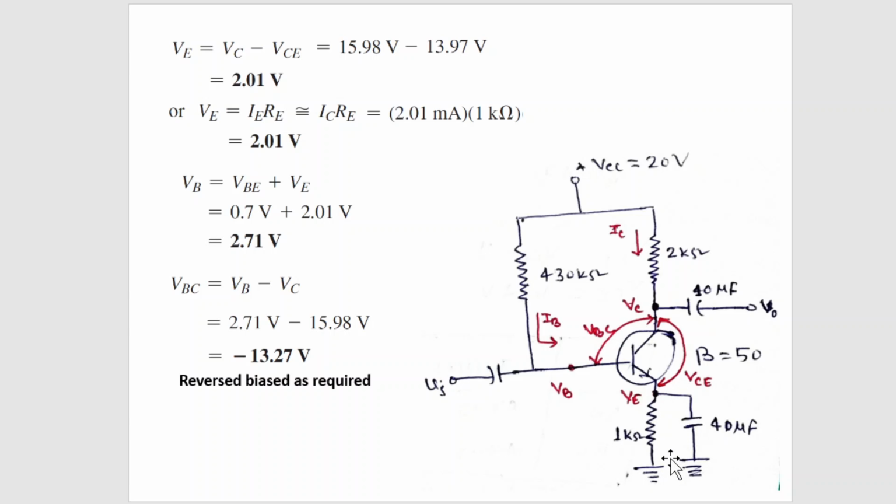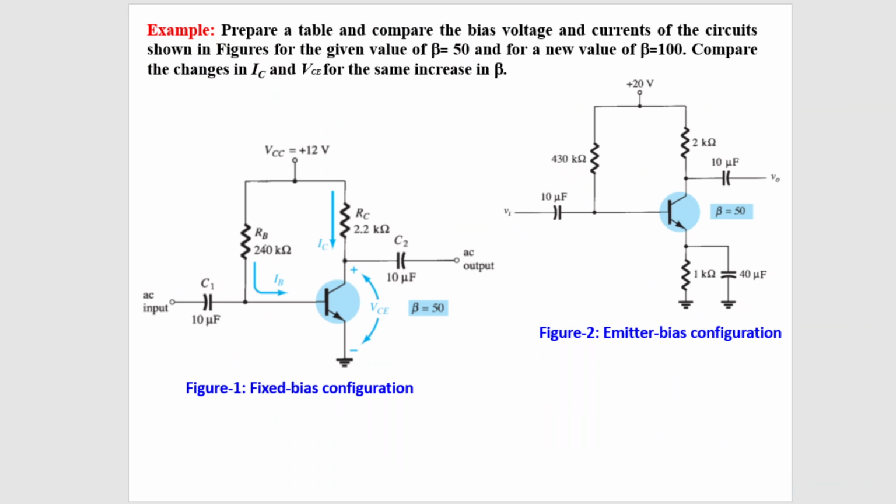Now let us see another example, example 2 in the emitter bias configuration, in which I will show how the emitter bias configuration increases the stability of the transistor. The problem says: prepare a table and compare the bias voltage and current of the circuit shown in the figure for the given value of beta and for a new value of beta. Compare the changes in IC and VC for the same increase in beta. I think you understood the problem. If not, let us try to simplify it.